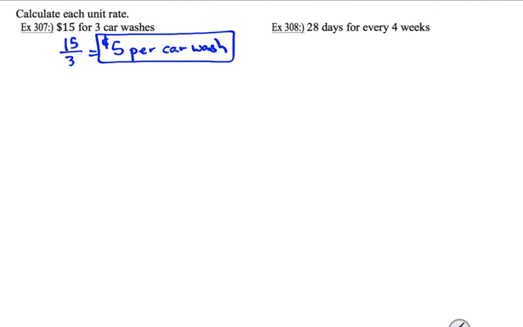Okay, calculate the unit rate here. $15 for 3 car washes. That's going to be $15 divided by 3, which is $5 per car wash. The unit rate has to have the units, and the units here are dollars per car wash. $5 per car wash. Okay, 21 days every 4 weeks. That is 7 days per week.